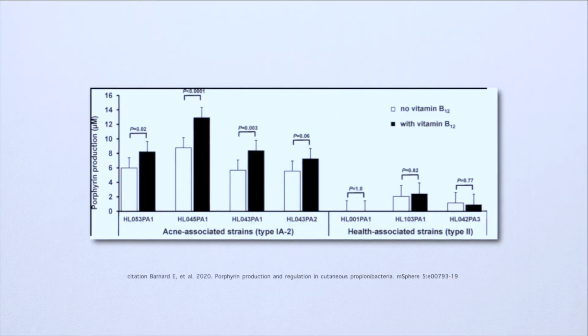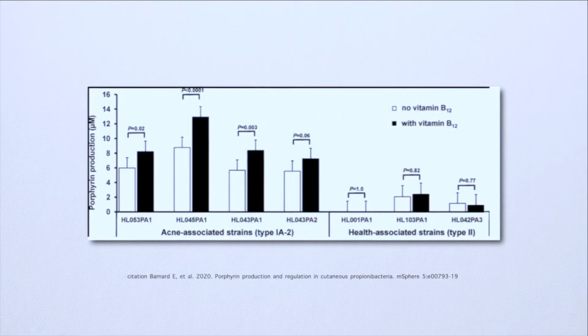The good news is that scientists have shown that the protective forms of C. acnes, such as subspecies defendens, secrete significantly less porphyrins than their pathogenic counterparts. Some protective strains secrete none, as can be seen by this figure by Bernard et al.